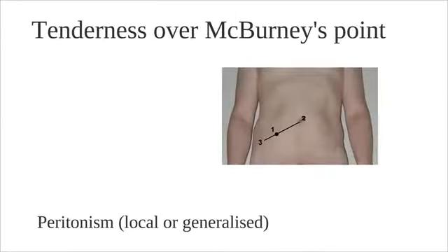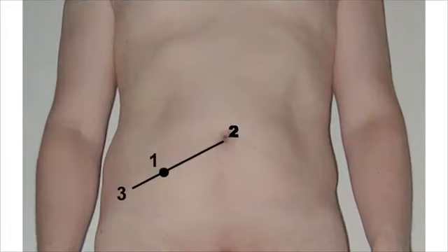On examination of the abdomen, there may be restricted abdominal wall movement on deep respiration due to generalized or localized peritonism. However, the classical sign of acute appendicitis is tenderness in the right iliac fossa over McBurney's point. McBurney's point is found 1/3 of the way along the line from the anterior superior iliac spine to the umbilicus.